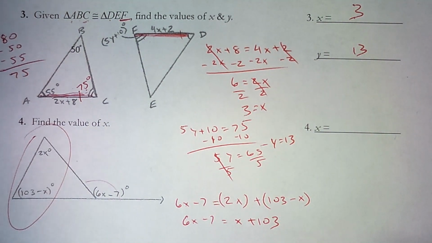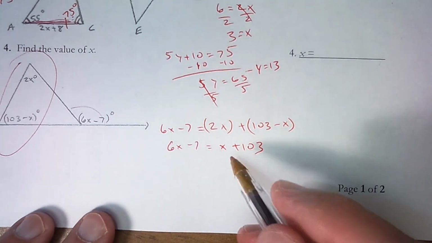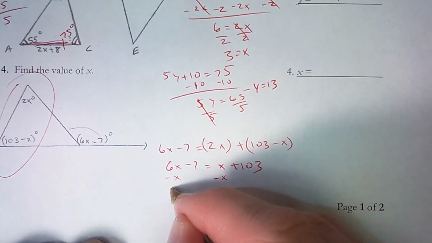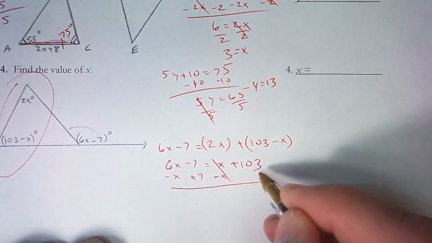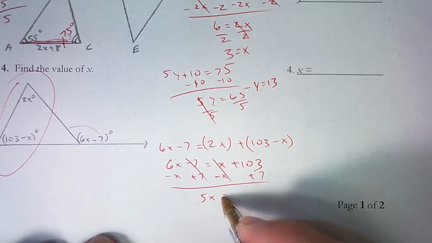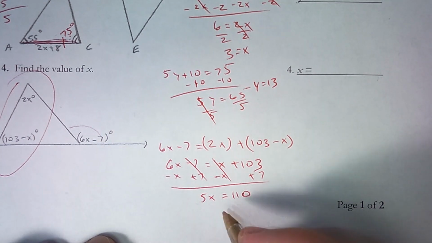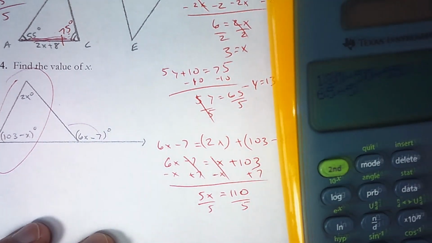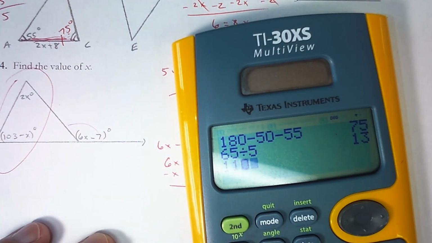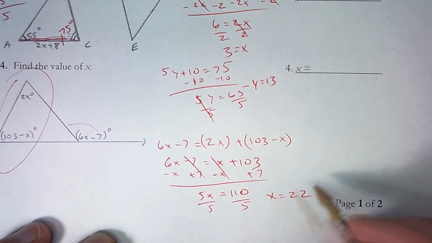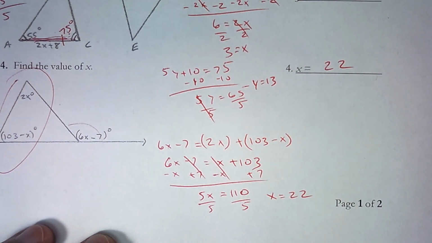Okay, so then I can get the x's on the same side, so minus x and plus 7 will get my constants on the right. So I get 5x equals 110, and then divide by 5. Okay, so 110 divided by 5 is 22. So there's my final answer.